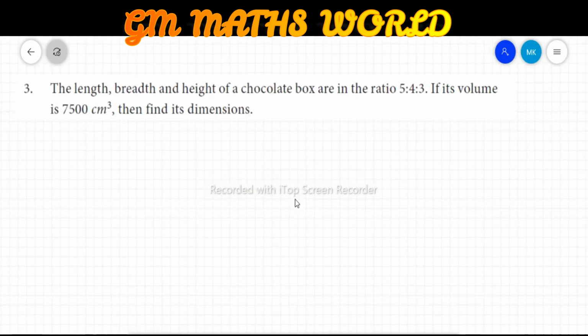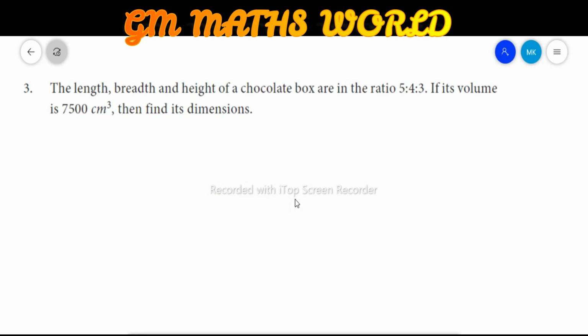which is: the length, breadth and height of a chocolate box are in the ratio 5 is to 4 is to 3. If its volume is 7500 centimeter cube, then find its dimensions. This problem we have already seen in the example. A similar problem is given. In the same way we can solve this problem. The ratio of the dimensions is given, length, breadth and height.